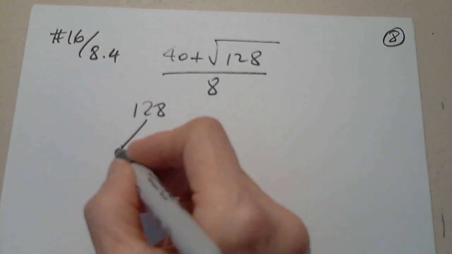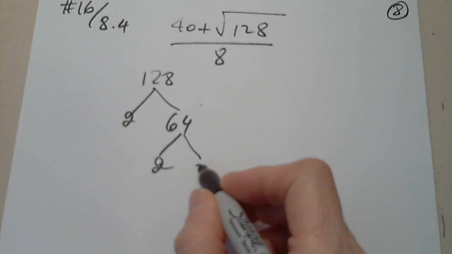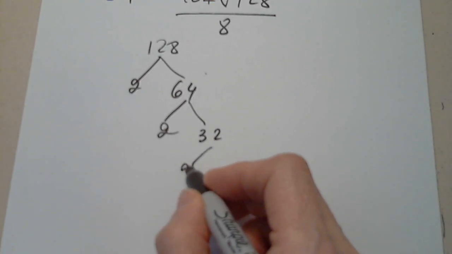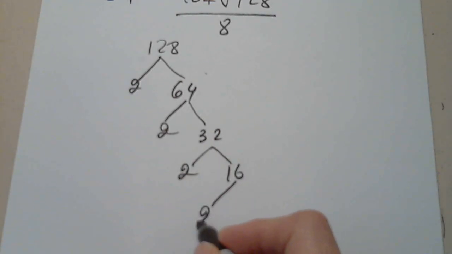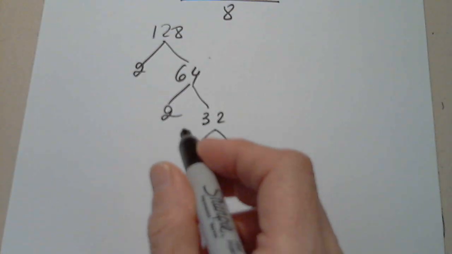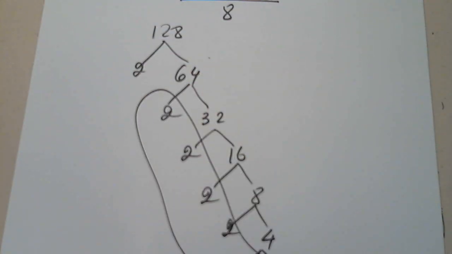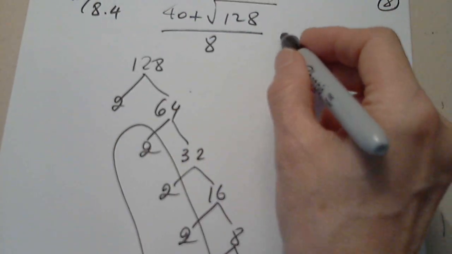8, even number 64, even number 32, even number 16, even number, even number, even number 1, 2, 3, 4, 5, 6, 7. So I'm going to use 6 of them, and I'll leave alone the 7th one.